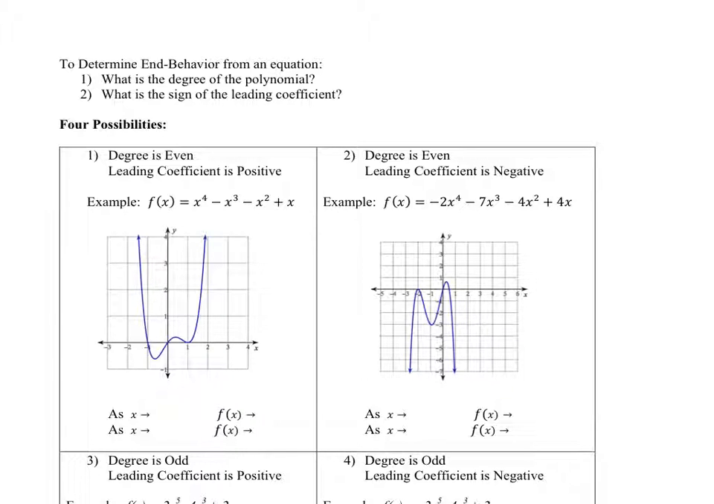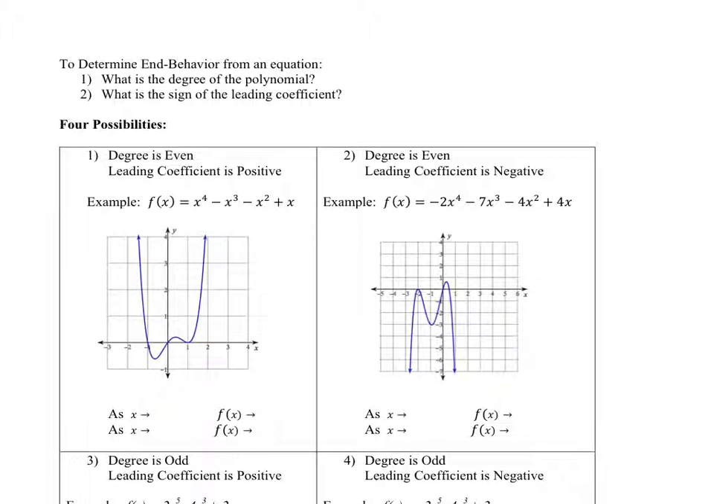All right, so that's looking at a graph. It's pretty straightforward, but what if you're given an equation? You have to ask yourself 2 questions. What is the degree of the polynomial? Okay, so what's the highest exponent on the polynomial? And what is the sign of the leading coefficient? So those are the 2 questions.